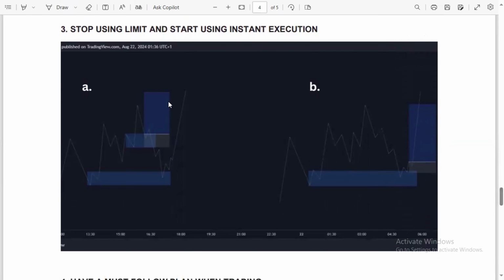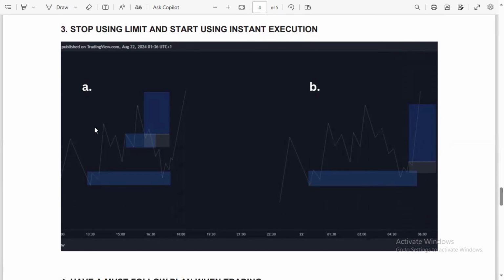Now, the third thing here is stop using limits. Stop setting limits on your trade and start using instant execution. But before you use instant execution, you should make sure that the market has given you your final confirmation, all the confirmations you need to enter a particular trade, right?